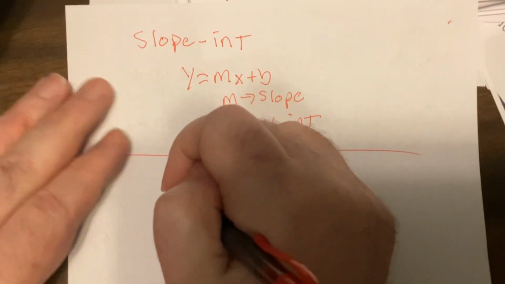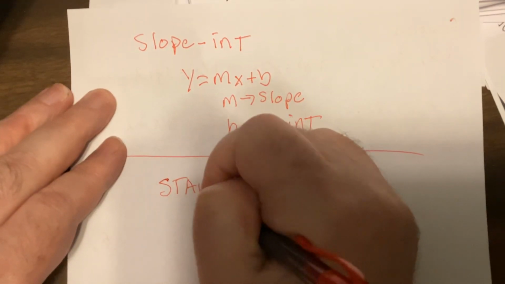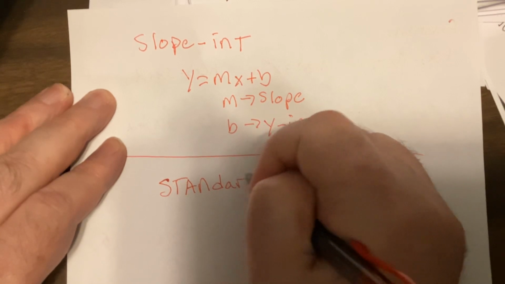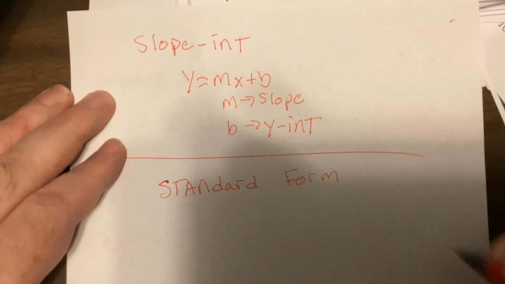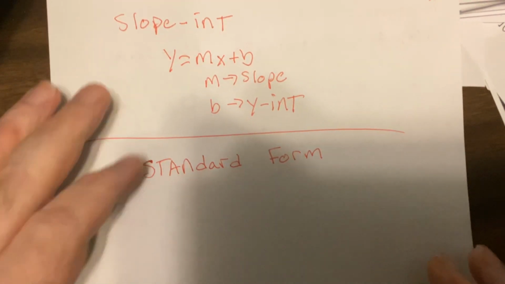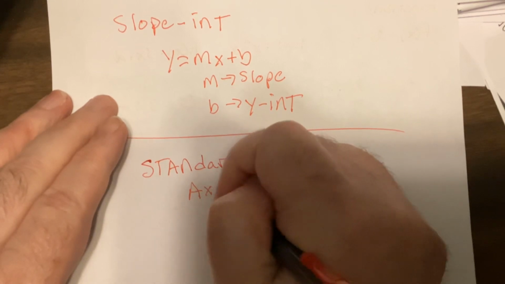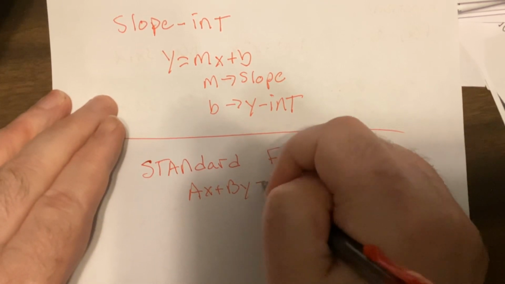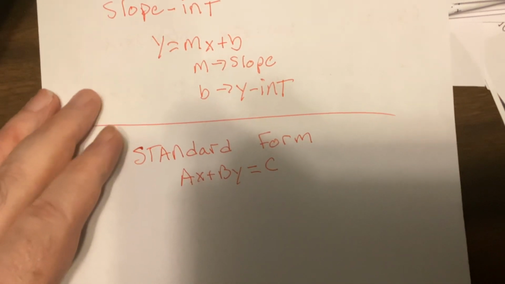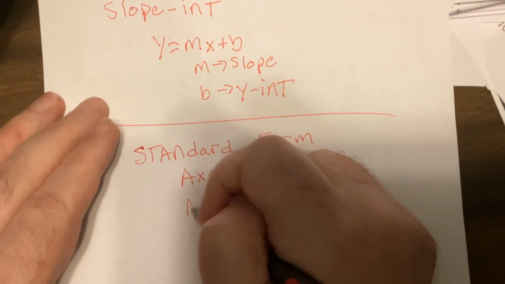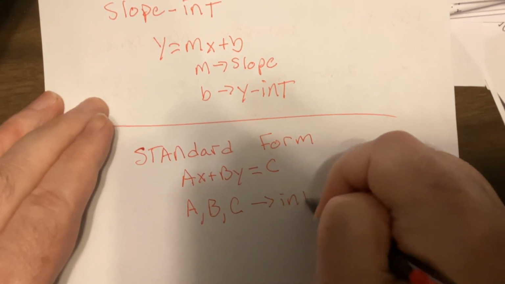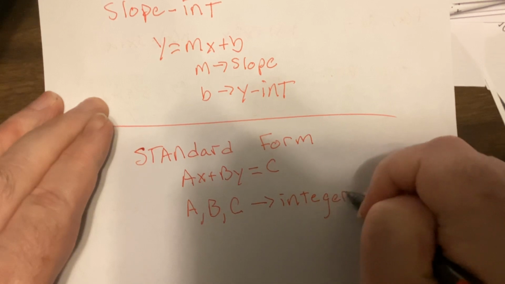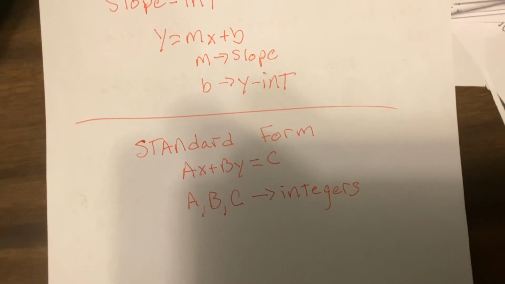The second thing you need to know is standard form. Now, standard form is how you want the final answer to look in some cases. Standard form is ax plus by equals c, and different books have different rules, but we'll say a, b, and c need to be integers, meaning no fractions other than 1 in the denominator.